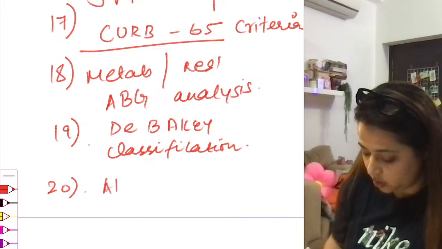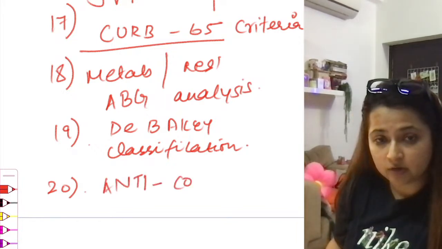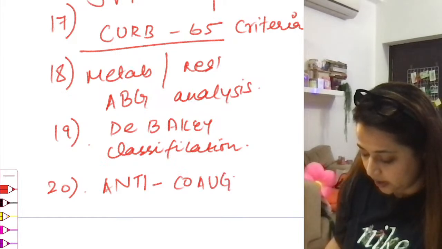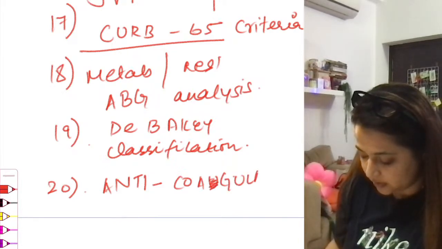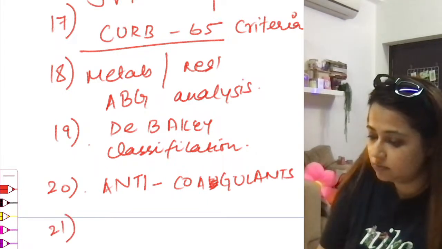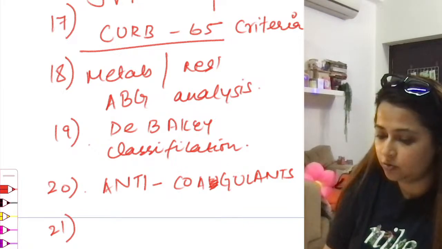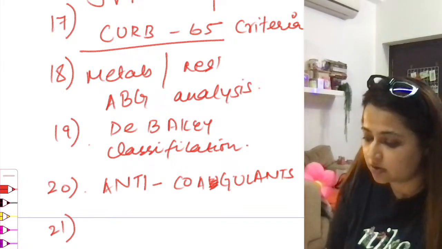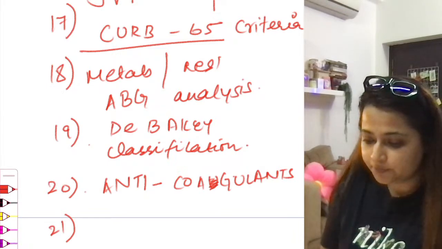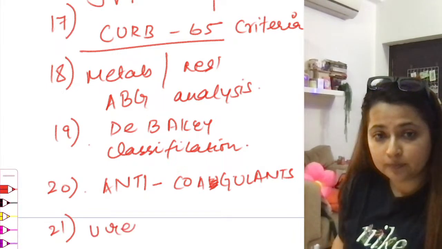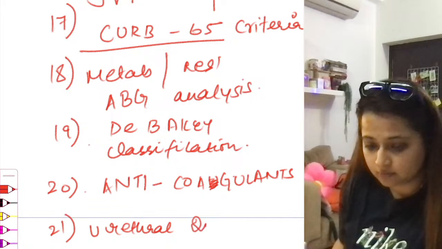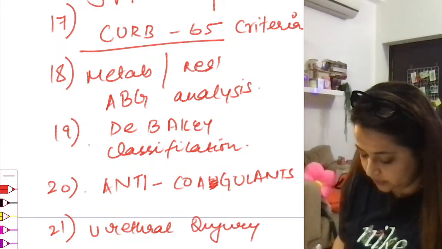Then anticoagulants, guys, they are very, very high yield. Time and again, you have been asked regarding the anticoagulants, so know this topic really well. Moving on. Translocations: I already told you, you should know different types of translocations. Okay, urethral injury. Very important.